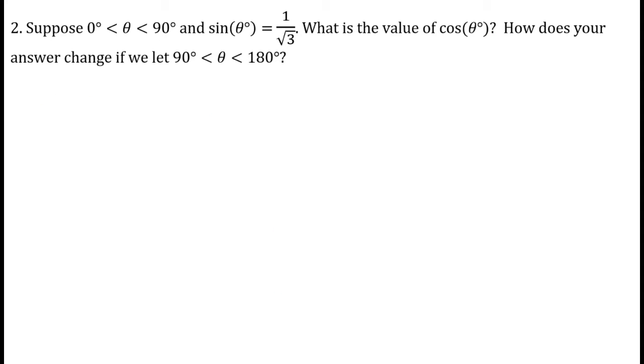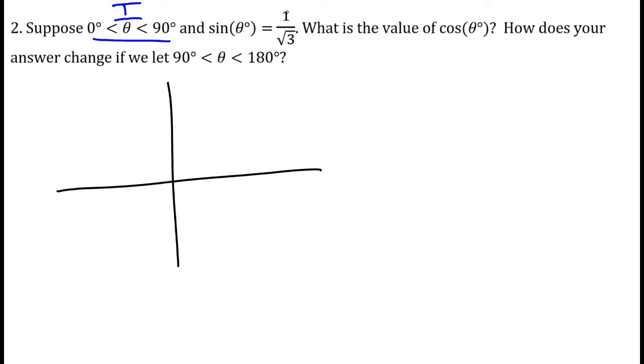Number 2, suppose that 0 is less than theta, which is less than 90. So theta is in what quadrant? Theta is in quadrant 1. And the sine of theta is 1 over radical 3. Well, I'm in the first quadrant, so let's sketch that. The sine of my angle, let's say that's theta, is 1 over radical 3. Opposite over hypotenuse. My opposite is 1. My hypotenuse is radical 3.